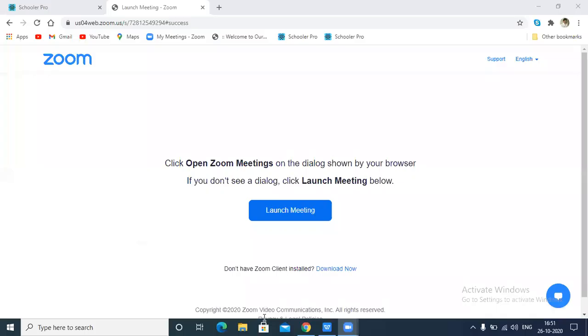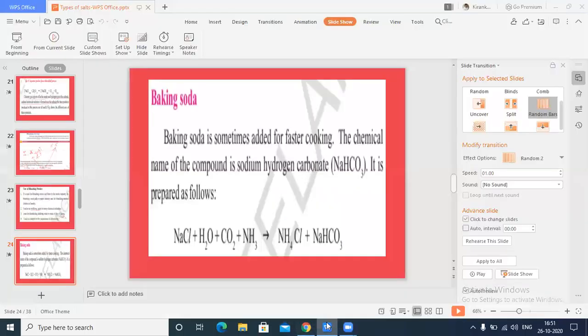Hello everyone. Today we are going to discuss the topic compounds from common salt. From common salt, which type of compounds can we get? That we are going to study today. Suppose you take baking soda. What is the baking soda formula?